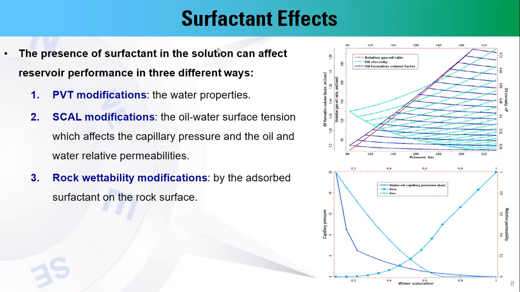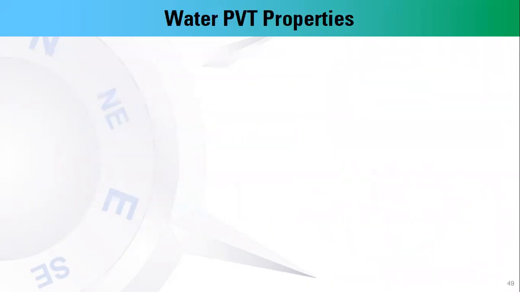So surfactant effects, as mentioned: surfactant will modify 3 different parameters in the simulation model. It modifies PVT water properties, and it modifies scale data in terms of the oil-water surface tension, and accordingly surfactant will decrease the capillary pressure, and also it will change the rock wettability due to the adsorbed surfactant on the rock surface.